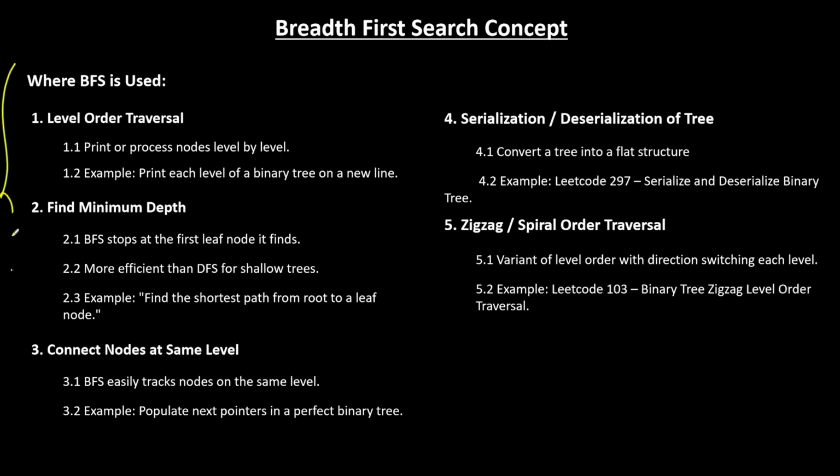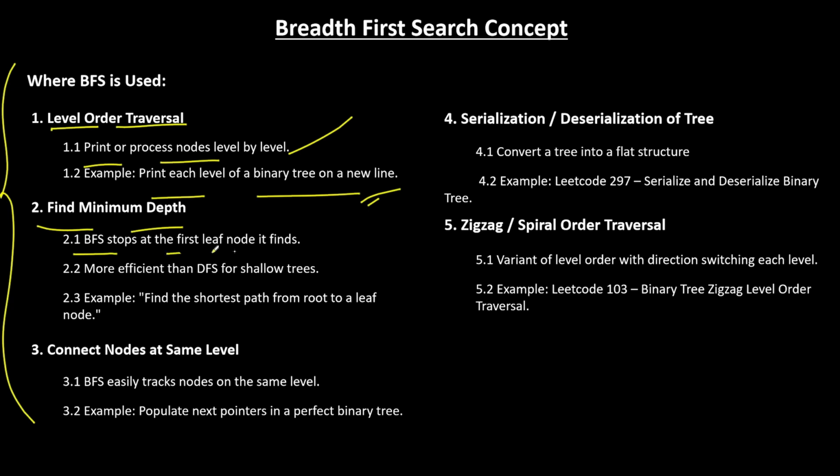Now, where do we use BFS? When you want to do level order traversal, when you want to print or process nodes level by level. Example, print each level of a binary tree on a new line. When you want to find the minimum depth, BFS stops at the first leaf node, correct? It is more efficient than DFS for shallow trees. Find the shortest path from root to leaf node, right? These are the ways where we can use BFS.